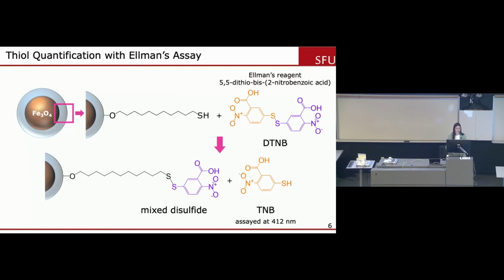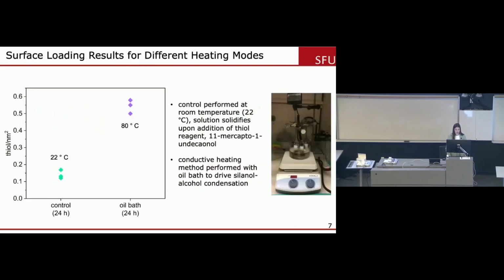Since we have these thiol-terminated structures on the exterior, we could employ this assay, which then releases its counterproduct, which is bright yellow and can be assayed at 412 nanometers with simply UV-vis. And that allowed us to do some quantitative work. So what we could determine was the parking area of the functional groups that we loaded onto the nanoparticle surfaces in units of thiols per nanometer squared.